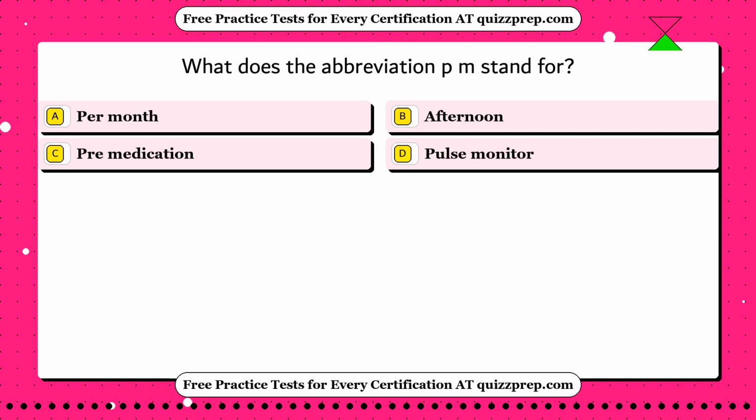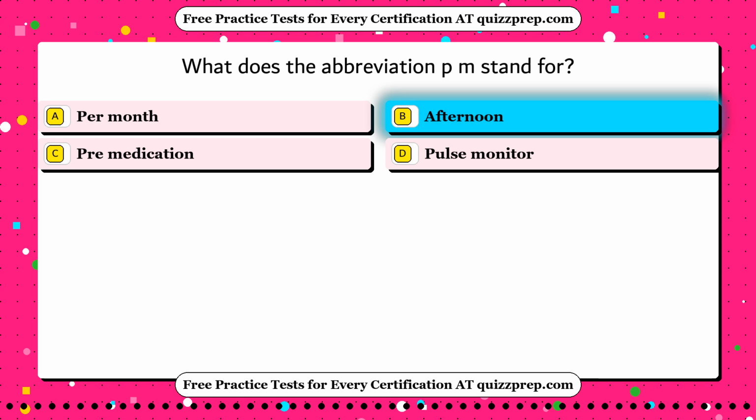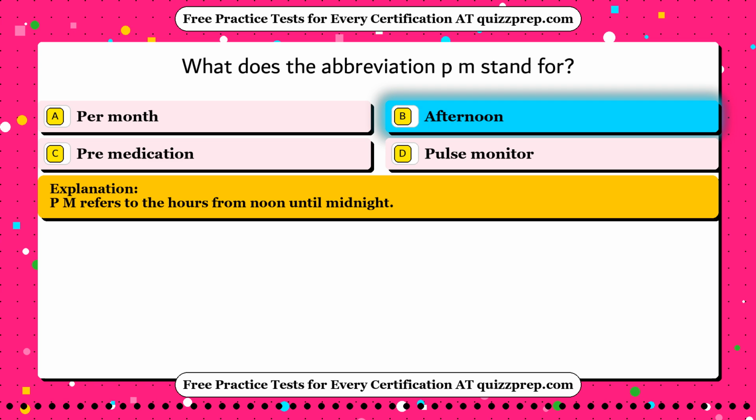Question 90. What does the abbreviation PM stand for? Option A, per month. Option B, afternoon. Option C, pre-medication. Option D, pulse monitor. The correct answer is option B, afternoon. PM refers to the hours from noon until midnight.